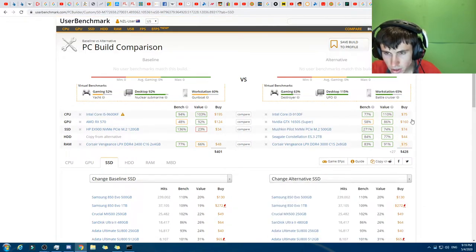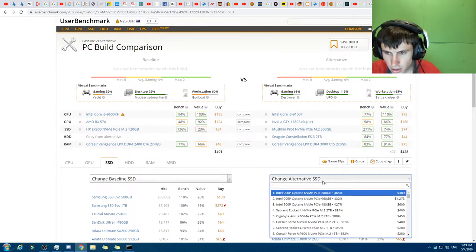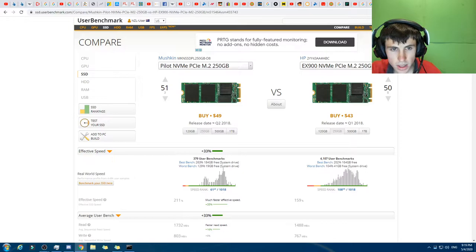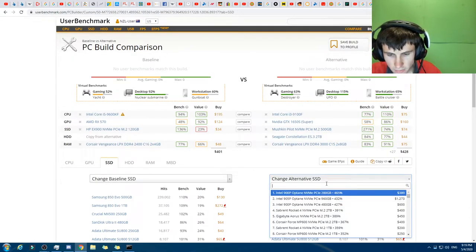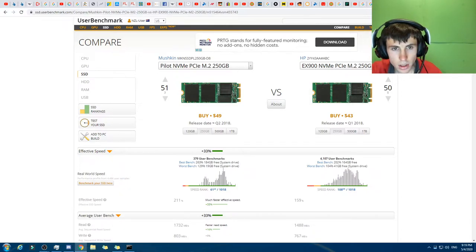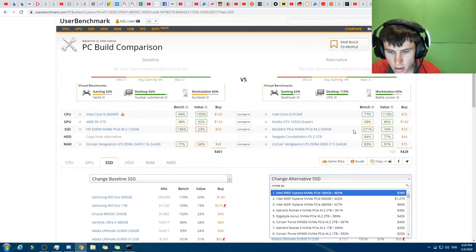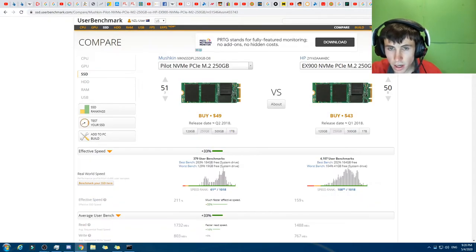Was it? 74. Nope, it's definitely not that one. Oh, no, it wasn't a Pilot, so NVMe. I forget these things. NVMe. That didn't help. PCIe. Oh, wait, are we on SSD? Yep. PCIe. Yep. M.2. It has to come up. Nope, we're still going. Okay.